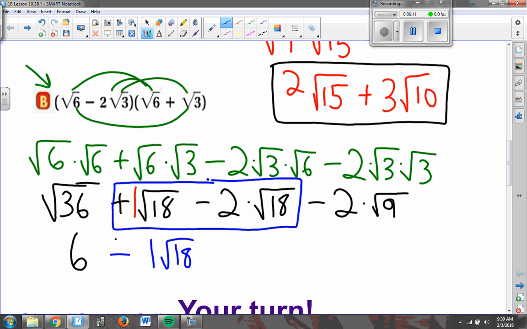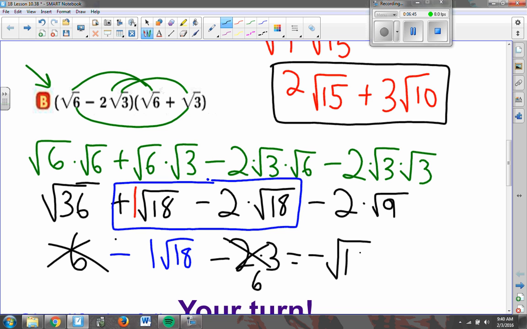And then at the end, 2 times the square root of 9 is a minus 2 times 3. Okay, so I'm going to finally simplify this by saying 2 times 3, that's really 6. So I now have 2 numbers that are not under a square root, 6 and a minus 6. Well, those cancel each other out. Those are gone. And all I'm left with is a negative square root of 18.